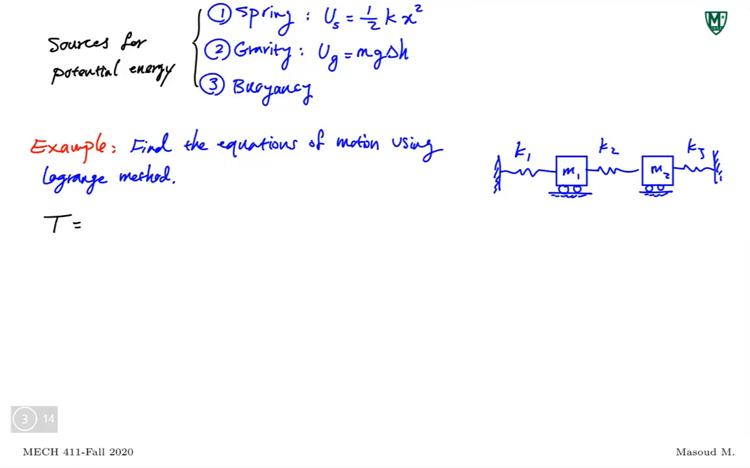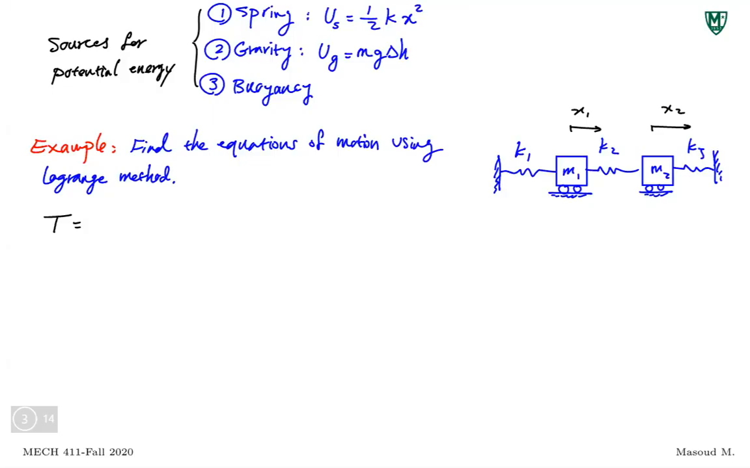I have two moving masses, right? M1 and M2. Let's call this degree of freedom x1 and this degree of freedom x2. I have 2 degrees of freedom, x1, x2. I have 2 masses, m1 and m2.